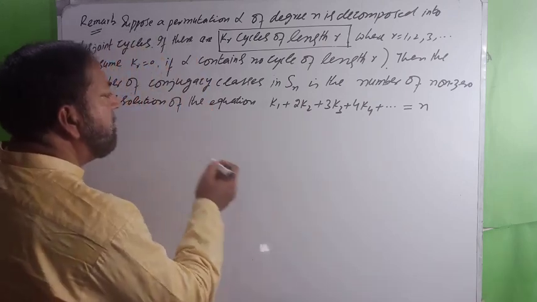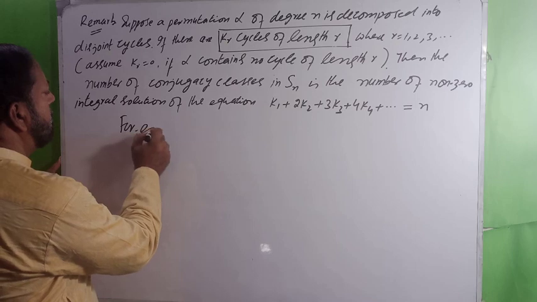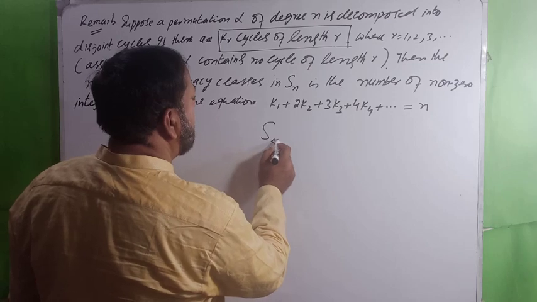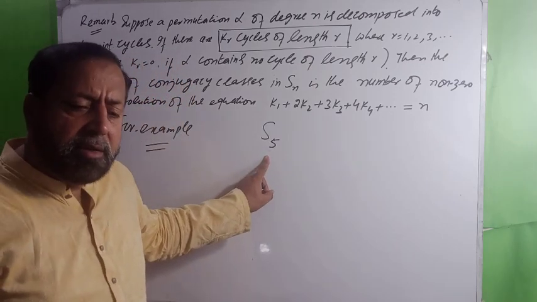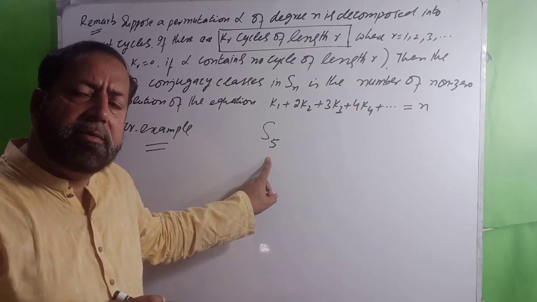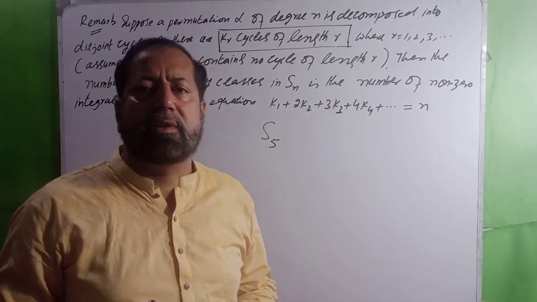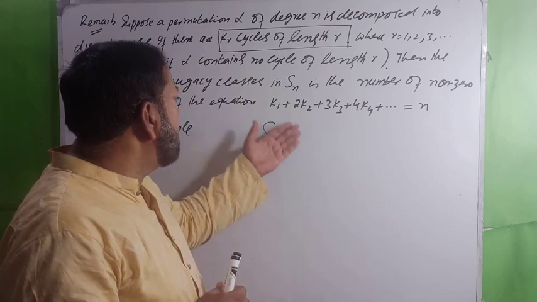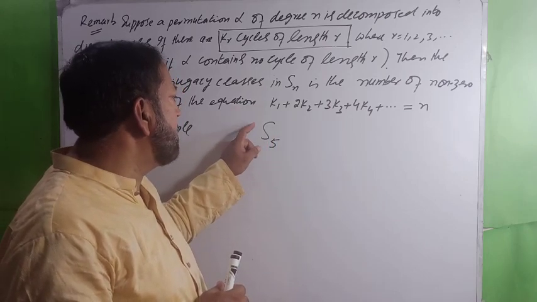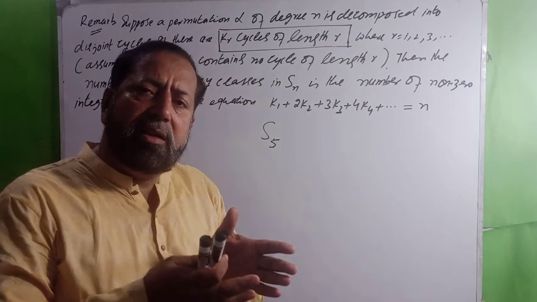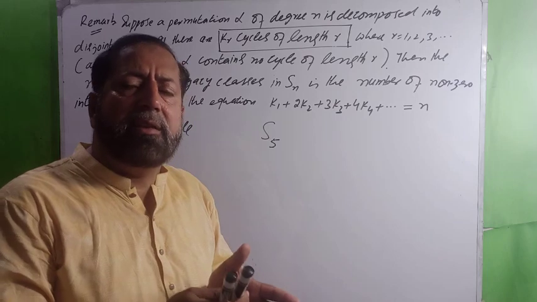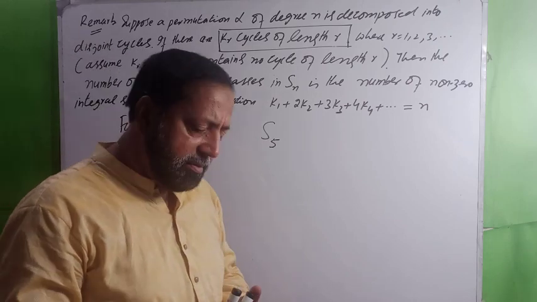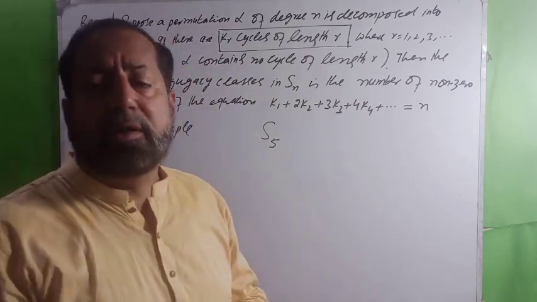For example, I want to find the number of conjugacy classes in S5. You know that we have solved this problem, and we know very well that there are 7 conjugacy classes. Now, how can you find that there are 7 conjugacy classes in S5, and how can you write their types of permutation, and then with the help of types of permutation we can also write the corresponding elements and the corresponding decomposition as well.